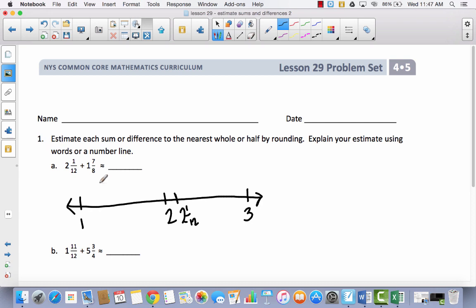Now let's think about 1 and 7/8. Would that come between 1 and 2, or 2 and 3? Well, it would come between 1 and 2. So if I divided this number line into 8 parts and I had counted over 7/8, 1, 2, 3, 4, 5, 6, 7, I would end up way down here with 1 and 7/8. It's only 1/8 away from being 2. So if I'm going to estimate 1 and 7/8 to the nearest whole number, I would say it's closest to 2. If I was going to estimate 2 and 1/12, I would say it's closest to 2. So I'm basically saying 2 plus 2, which is 4. So 2 and 1/12 plus 1 and 7/8 is about 4.